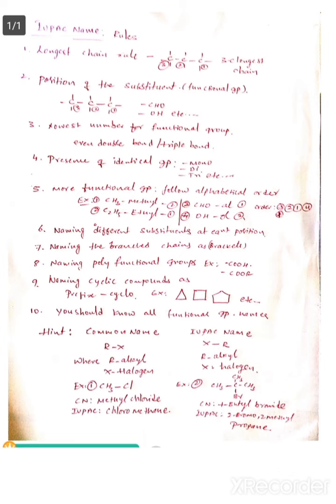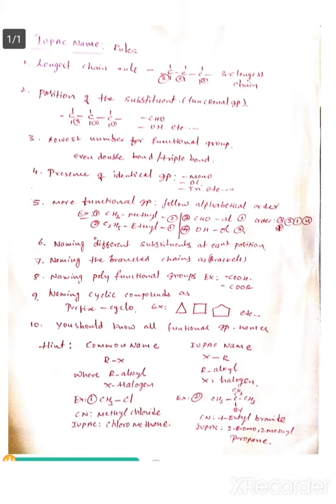Next, the third rule: lowest number for the functional group, even for a double bond or triple bond. If you see a compound which contains a functional group like a double bond or triple bond, you have to start numbering from the shorter end.